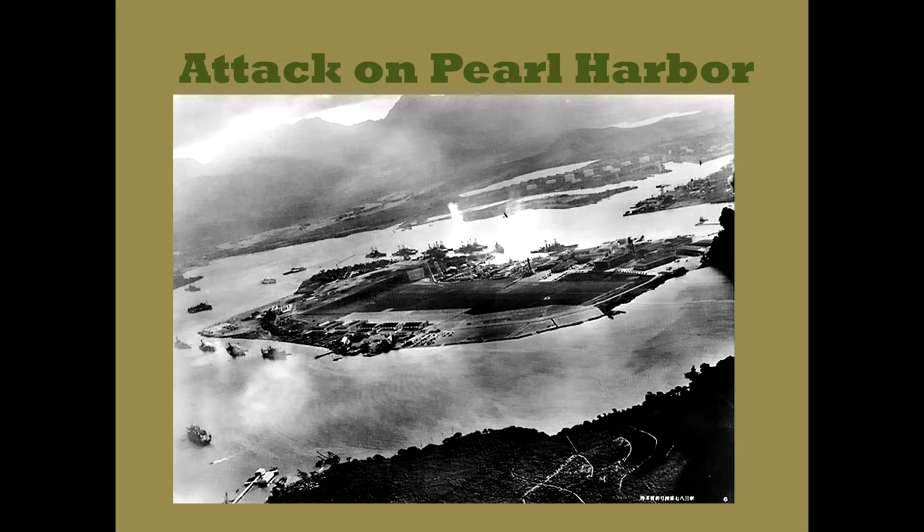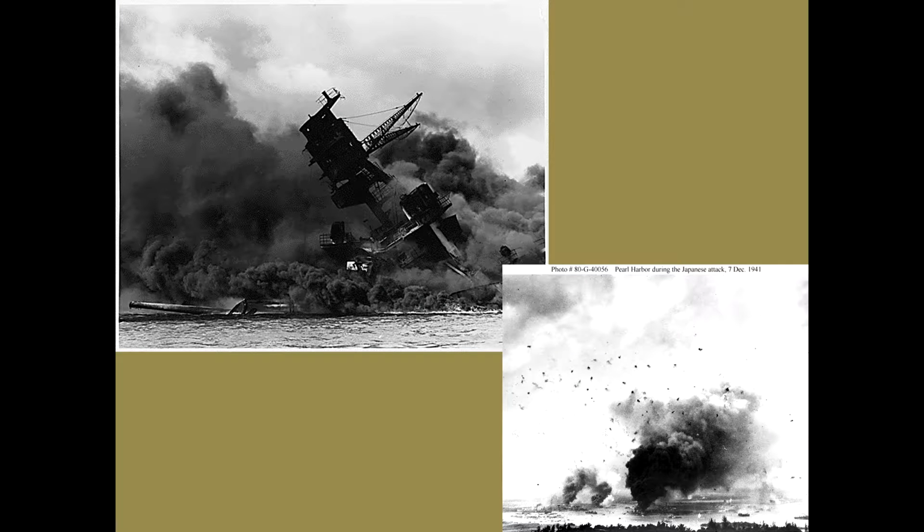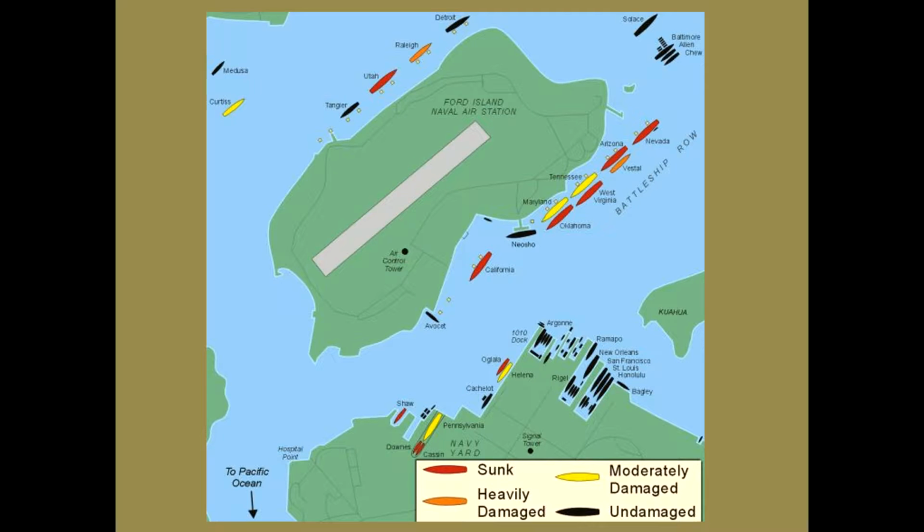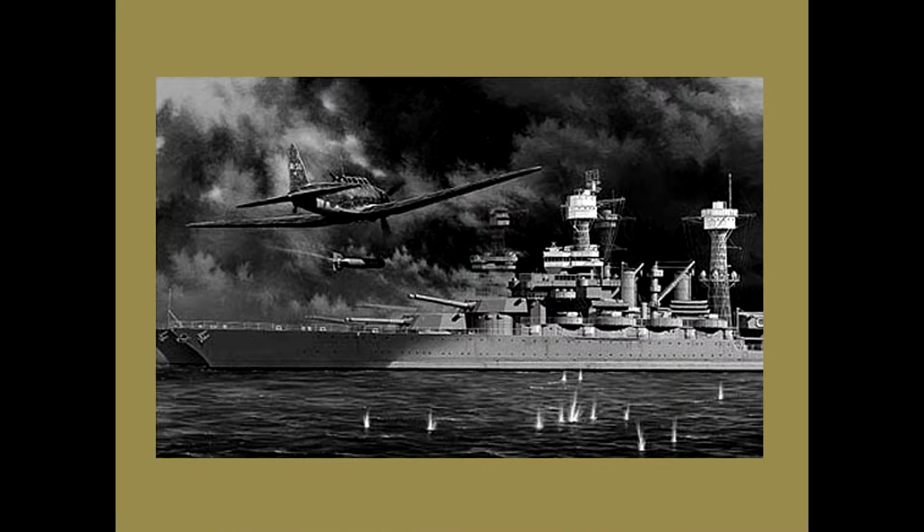Here's some pictures from Pearl Harbor. Some pictures of some of the ships being blown up. This is a map that just kind of shows how the harbor was laid out, and it's color-coded to show you which ships were sunk, which were heavily damaged, which were moderately damaged, and some of them were left untouched. If you look closely, you can see the torpedo coming off of this torpedo plane.